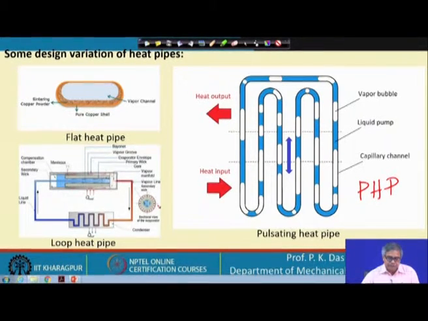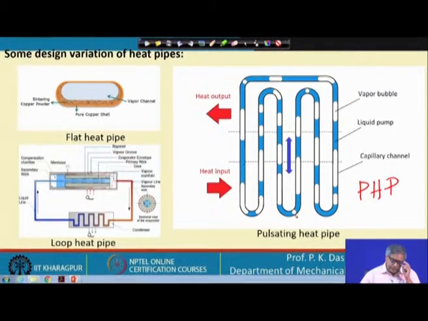and then the third variation which I have shown, which I have written as PHP. There we can see that we have no wick structure at all. So, even without a wick we are able to design a kind of heat pipe. This gives you, at the beginning, the different types of designs possible, and by varying the design intelligently, one can have different kinds of heat pipes for different applications.